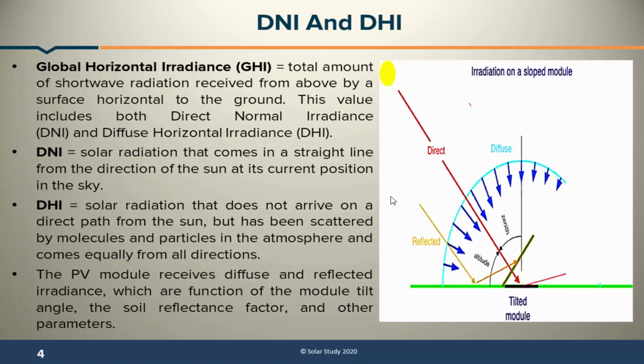Okay. In this image you can clearly see the direct radiation, the reflected radiation, and the diffused radiation. This is the tilted panel. So one is direct radiation, one is reflected, one is diffused. According to this, we will get the altitude angle and zenith angle. Using these angles, we will write a program to get the plane of array irradiation.